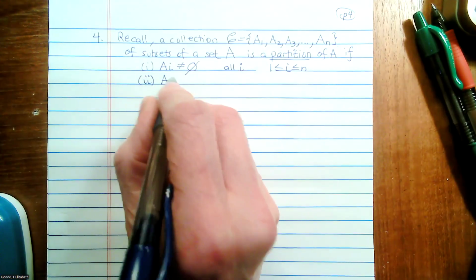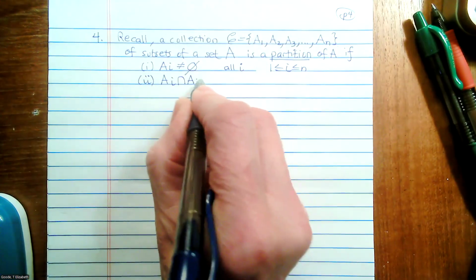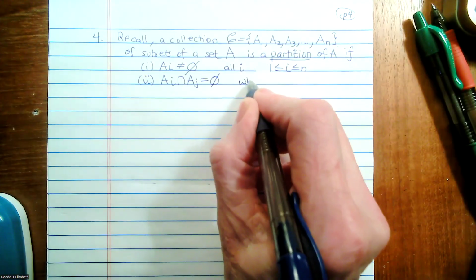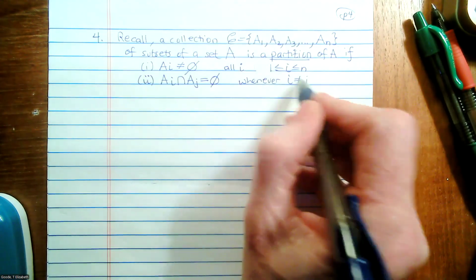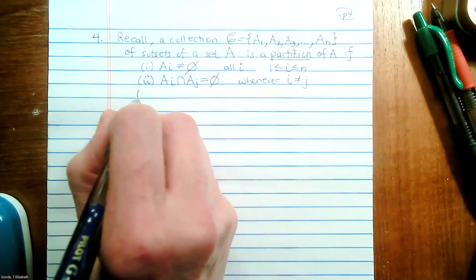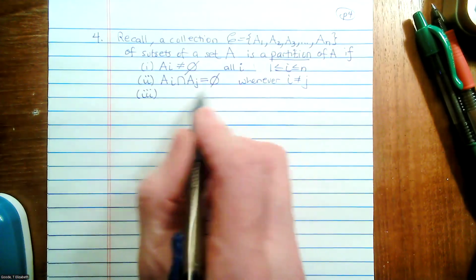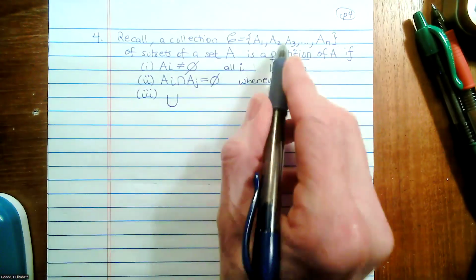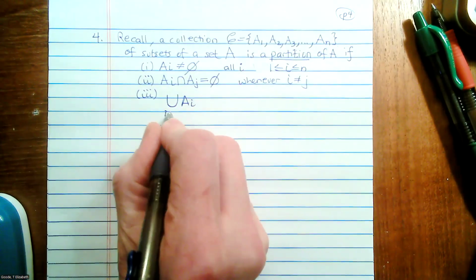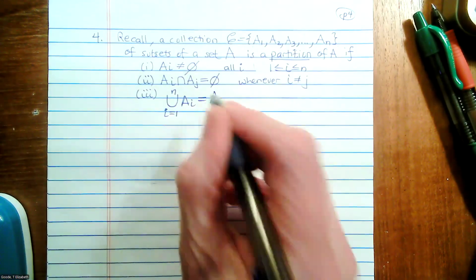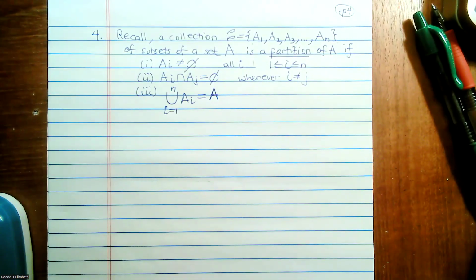Two, they're pairwise disjoint. A sub i intersect A sub j is empty whenever i is not equal to j, and I could go ahead and say that the i's and the j's are between 1 and n, but I'm too lazy to do that. And then the last thing is that if we take the union of all of these A sub i's, so here I do want to be careful, i starts at 1 and goes to n. When you union all these up, it gives you the big set A back. Okay, so these are the three properties of a partition.